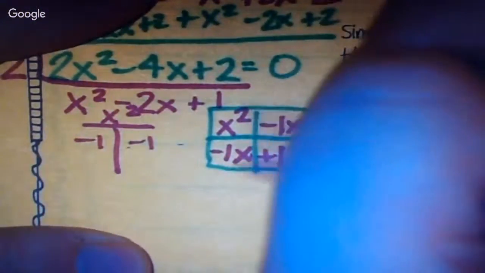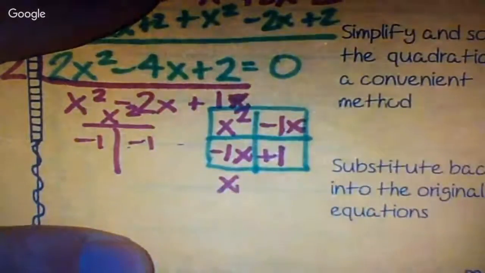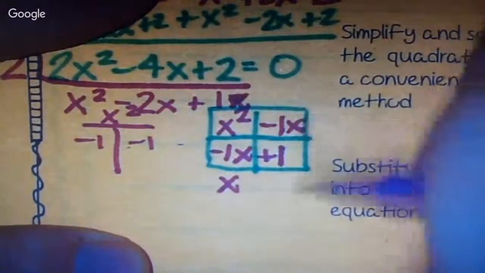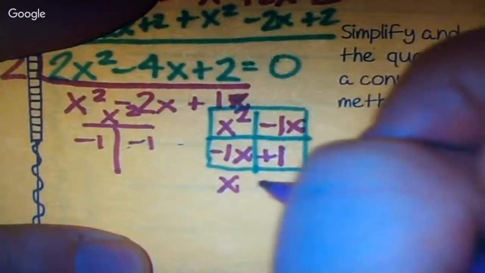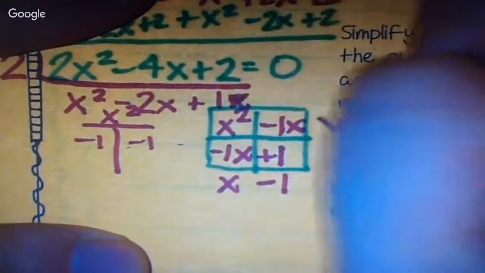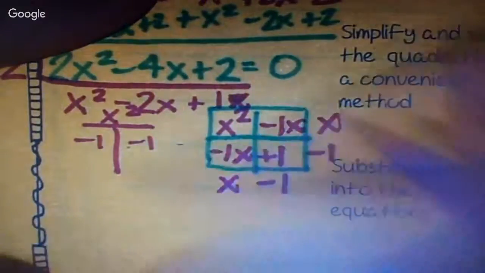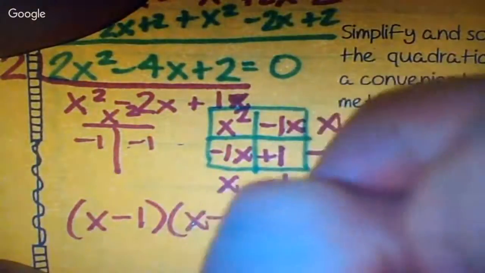Okay, so when I pull out, this column shares an x. I'm going to do this at the bottom so it doesn't get mixed up with that. So these share an x. These ones share a negative 1. This one shares an x, and these ones share a negative 1. So my answer is x minus 1 times x minus 1 equals 0. Don't forget your 2.